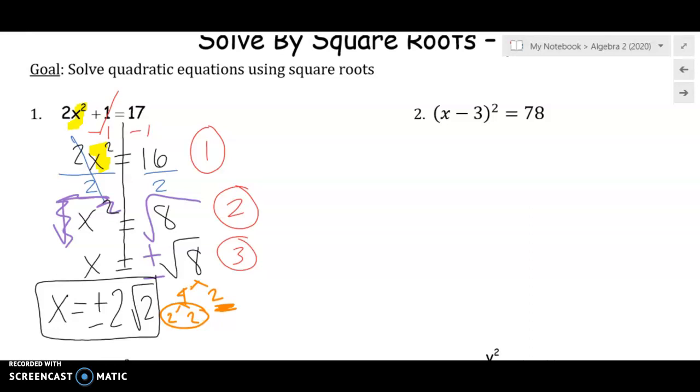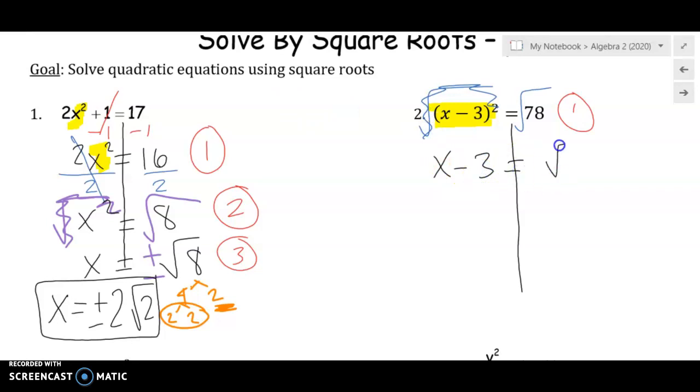Okay, let's look at the next one. You want to make sure x squared is by itself. Well, actually, this one is set up nice. The first step is already done. So then I'm going to do the next step. I'm going to take the square root of both sides. So that part's going to go away, and I'm going to be left with x minus 3 equals the square root of 78. That's, again, technically step 2, and kind of at the same time here, I could put in my plus or minus and that step 3. They kind of go together.